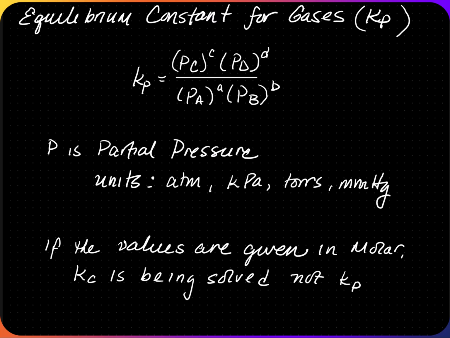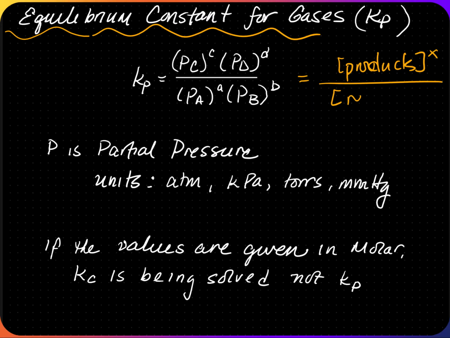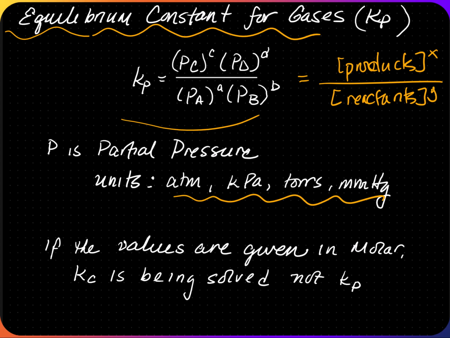When concentrations for gases are given as partial pressure in units of atm, kilopascal, torr, or millimeters of mercury, this is called the equilibrium constant for gases, K subscript P. It is still products to some power X divided by reactants to some power Y. However, the units will be provided in pressure units. So if it's in pressure units, you write your equation as Kp: partial pressure of C to the C power, partial pressure of D to the D power, divided by partial pressure of A to the A power, partial pressure of B to the B power.